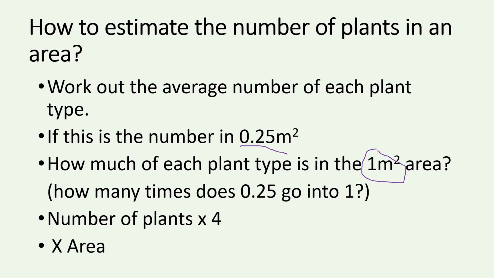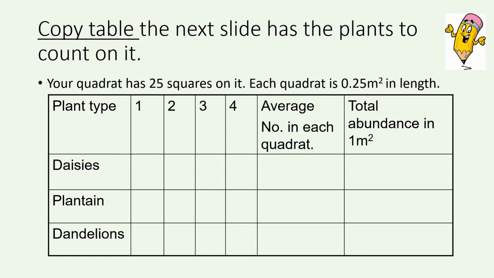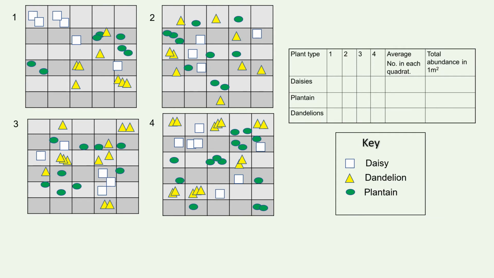So let's go through an example. Copy out this table so that you can fill it out. Your quadrat is 25 squares, so each quadrat is 0.25 meters squared. You're going to look at daisies, plantains, dandelions, and you're going to have a look at 4 different quadrats. So pause the video, write this down before we go over what we're going to do. Now you've got your table, try to work out the answer for each of the 4 quadrats that have been thrown in this specific area. So pause the video and try to work out the answers before I go over them.